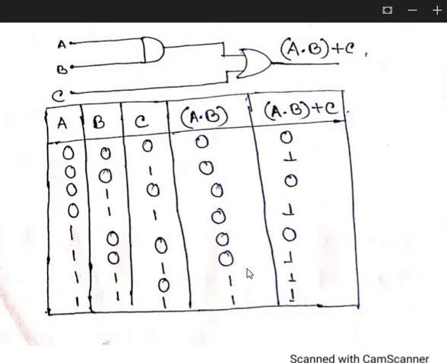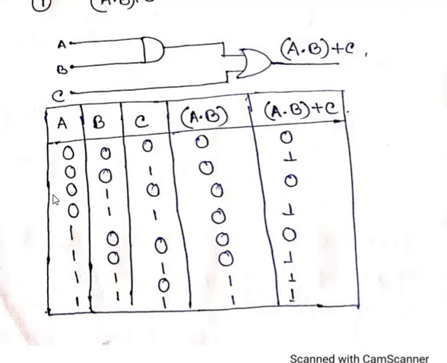Now I am going to share the easiest way to draw this ABC. See, if you have 3 inputs, what I will do, I will write 4 zeros, 4 ones. Then 2 zeros, 2 ones, 2 zeros, 2 ones. Now in C I will write 0, 1, 0, 1, 0, 1, 0, 1.